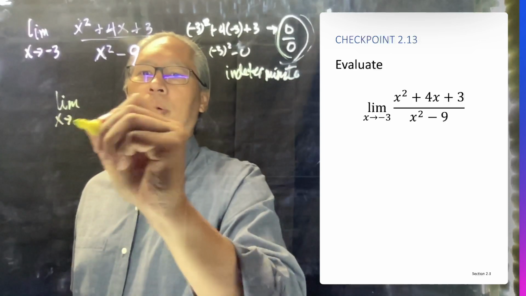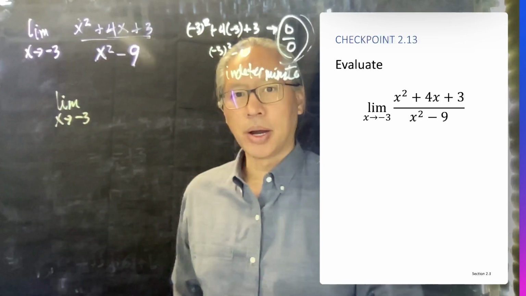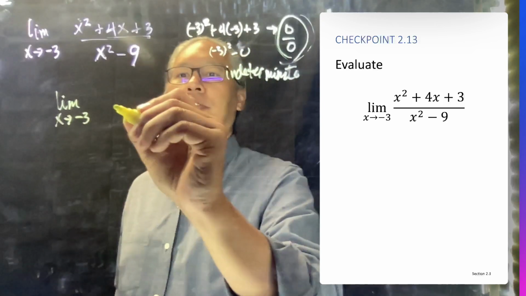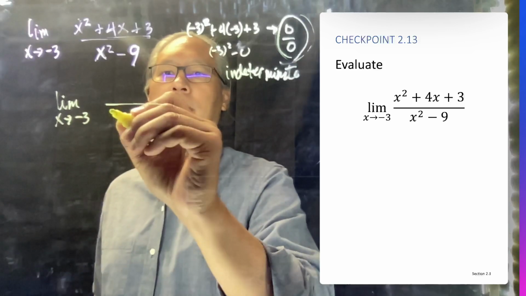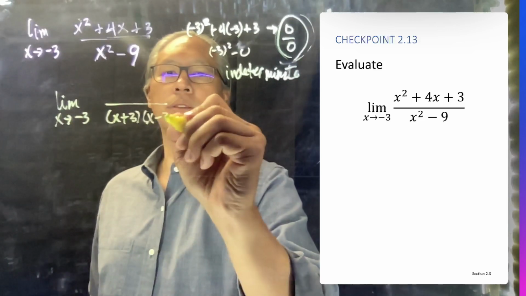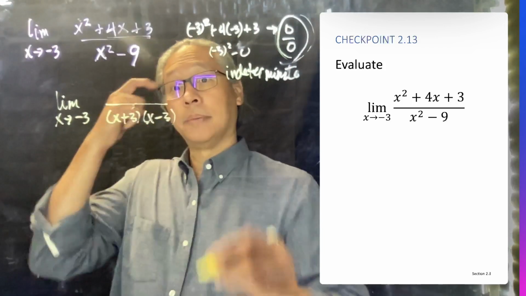And usually what we want to do for rational functions, a polynomial divided by a polynomial, is factor. So let's see if we can factor. The denominator looks like it'll factor. It's a difference of 2 squares. So this is going to be (x plus 3)(x minus 3). Now let's see what happens to the numerator.